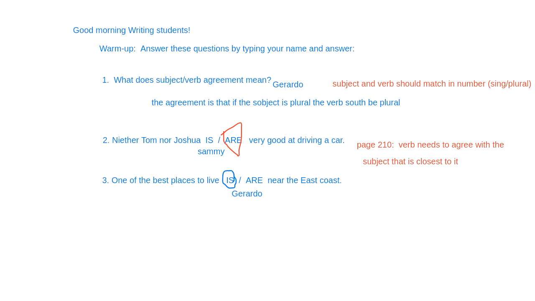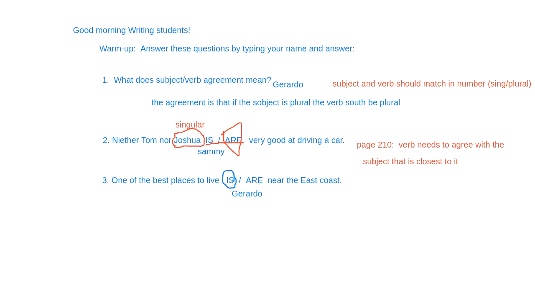It says when two or more subjects are joined by or or nor, the verb agrees with the subject that is closest to it. So what does that mean? If the verb agrees with the subject that is closest to it, that means this subject, Joshua, is the closest thing to the verb, right? So we've got to look at Joshua. Is Joshua singular or plural? Singular. So that means we need to choose A, is.